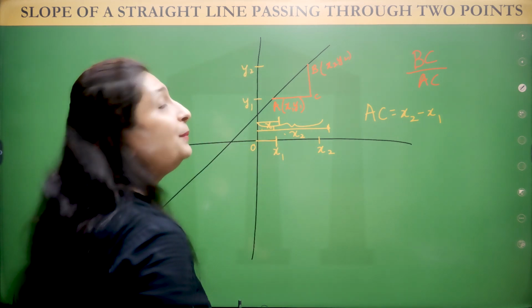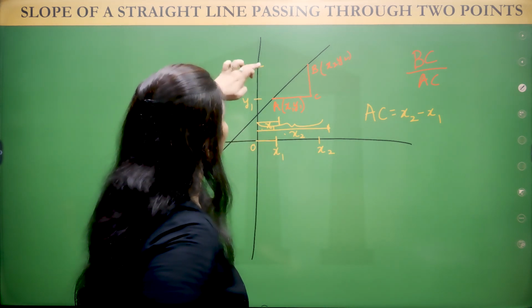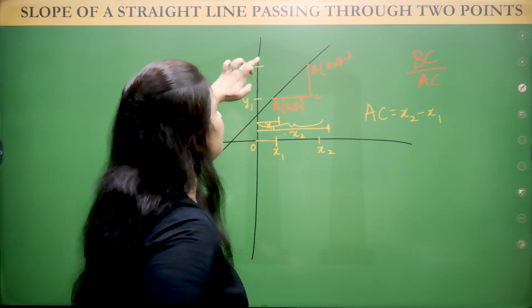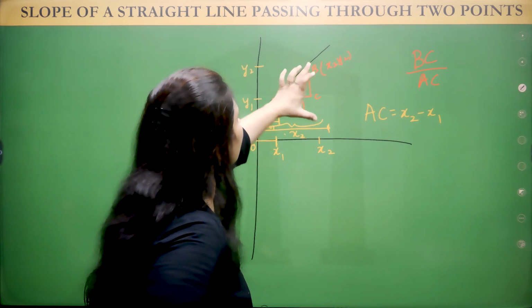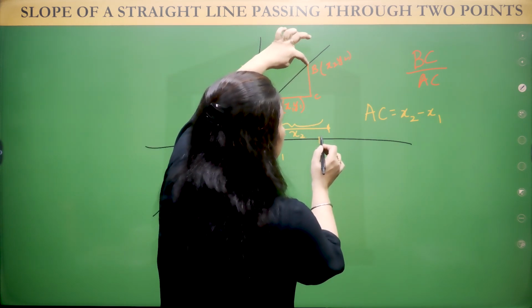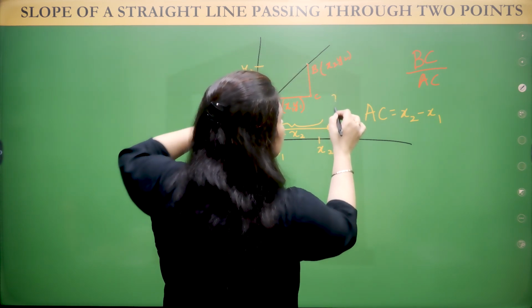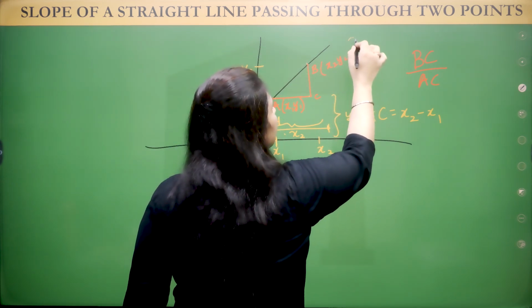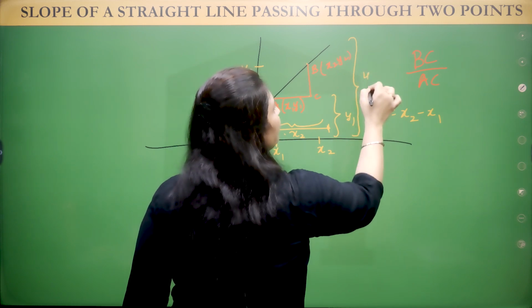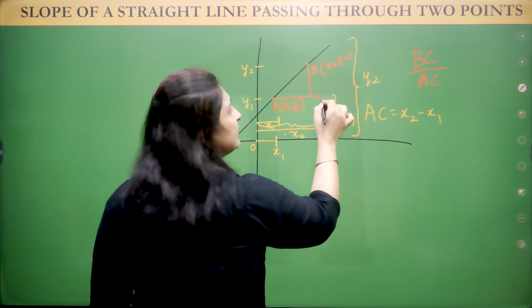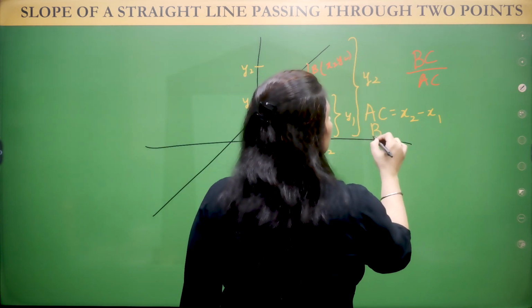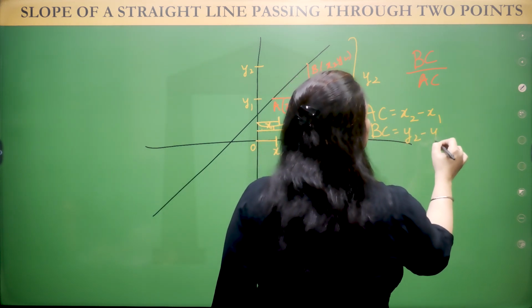Similarly, find out BC. What is this distance? This is y2 and this is y1. This is y1, right? And this is y2. So what will be this distance? BC will be what? y2 minus y1. So BC will be y2 minus y1.